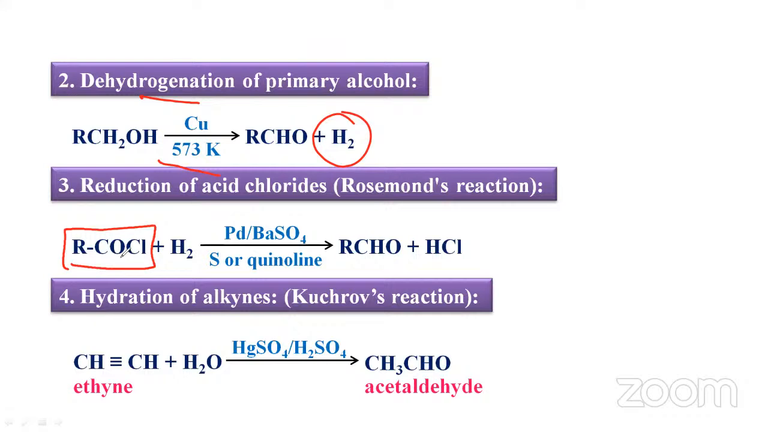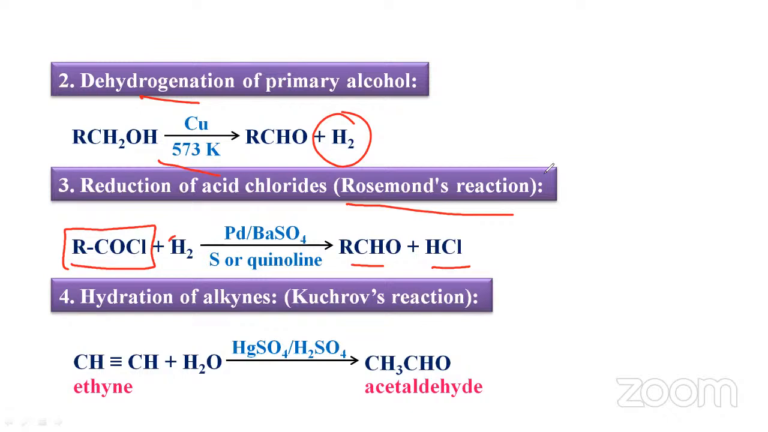Okay, acid chloride. So when you do reduction on acid chloride, that is when you are adding hydrogen in the presence of palladium on barium sulfate or quinoline, you get an aldehyde and HCl. So this is your reduction. This reaction is called Rosenmund's reaction, where you are doing a reduction on acid chlorides. So by this method, you can prepare your aldehyde.